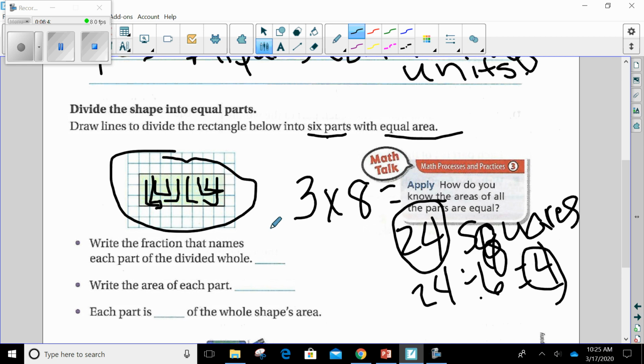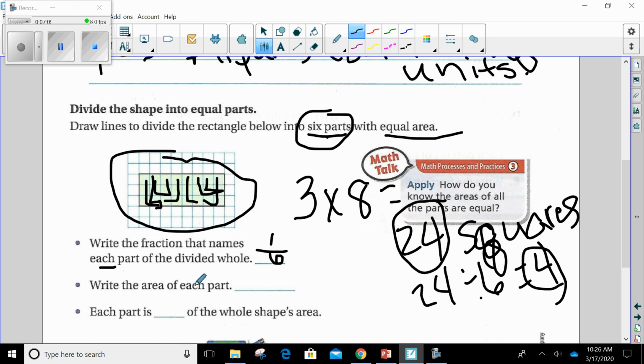Okay. Write the fraction that names each part of the divided whole. Well, how many parts did we divide it into? 6. That's going to be your denominator, I'm sorry. Now, your unit fraction always has 1 as the numerator. Write the fraction that names each part. So it's going to be 1/6.